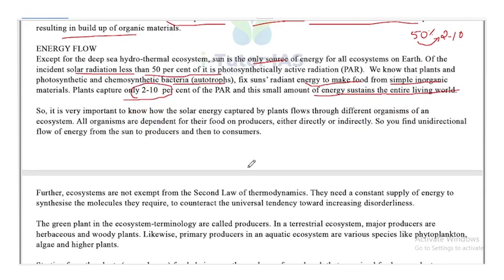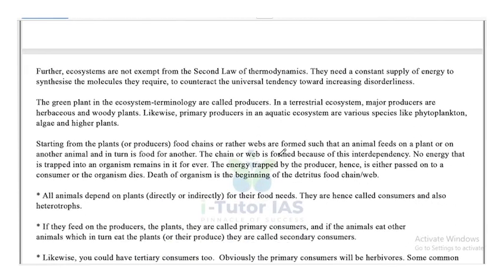All organisms are dependent for their food on producers, either directly or indirectly. So you find a unidirectional energy flow from sun to the producers and then to consumers. Further, ecosystems are not exempt from the second law of thermodynamics. They need a constant supply of energy to synthesize the molecules they require, to counter the universal tendency towards increasing disorderliness.